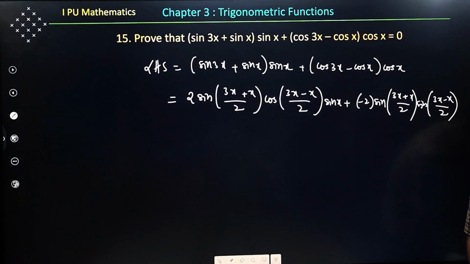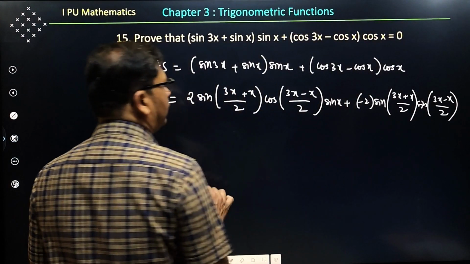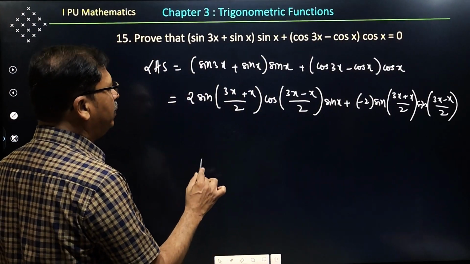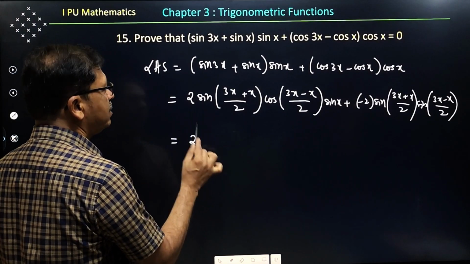Now you see sines, what's that? Sin c plus sin d. Let me confirm, the formula sometimes goes wrong. Sin c plus sin d to 2 sin cos, it is correct. Sin c plus sin d, no problem. Anyhow, let me continue. 2 as it is.